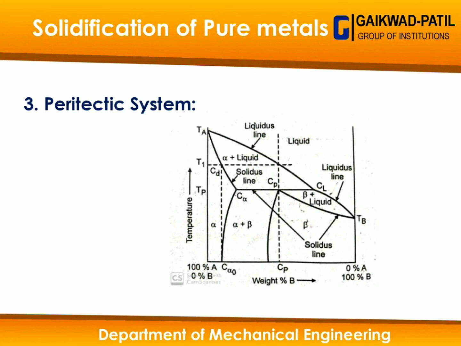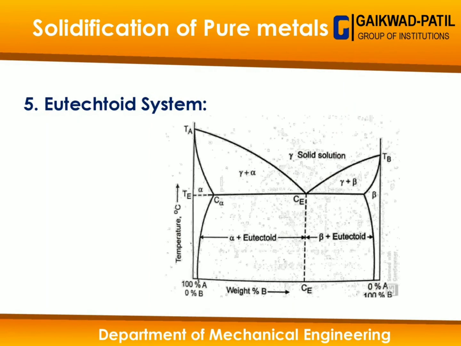Next is the eutectoid system. The eutectoid system is a solid system, where the gamma solid is obtained at the beginning. That gamma solid again mixes with a liquid. That liquid gets transformed into alpha nucleus and beta nucleus. So the intermediate phases of gamma and alpha are alpha plus gamma and beta plus gamma. When we allow the mixture of gamma plus alpha and gamma plus beta to cool down at point CE, we will get the alpha plus eutectoid and beta plus eutectoid solid solution. So this is all about the eutectoid system.